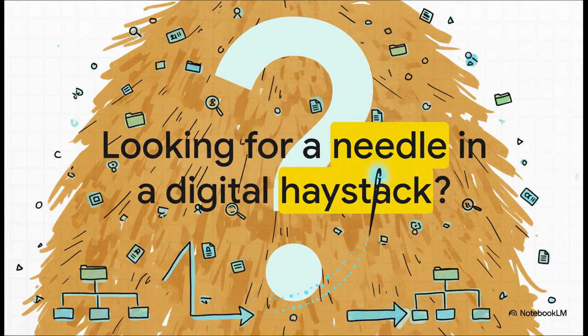Every single time you search for a file or a contact in your phone or even just one word in a huge document, you're basically asking your computer to find a needle in a digital haystack. So how on earth does it pull off that magic trick so incredibly quickly?